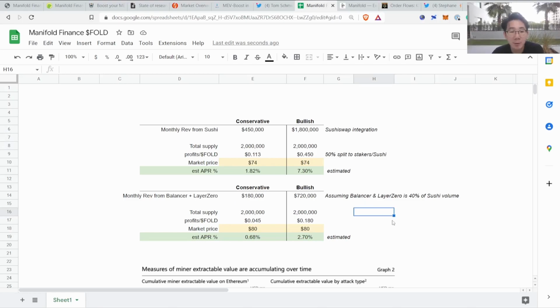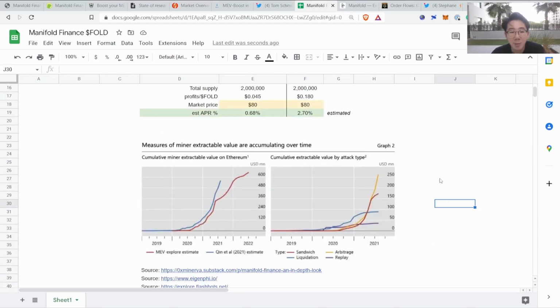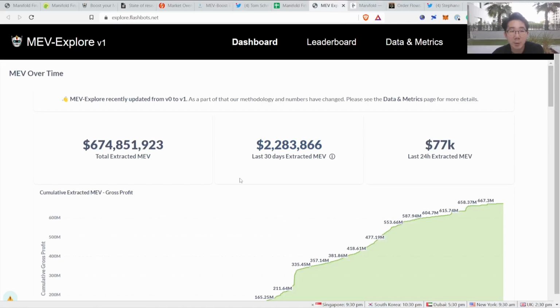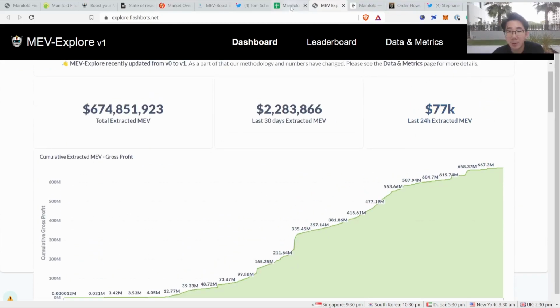And Manifold Finance has also mentioned that they are partnering up with Balancer and LayerZero, so another two key players in the DEX ecosystem. If you assume that the volume is about 40% of Sushi, then this revenue is just 40% times whatever is made from Sushi. So this will give an additional 0.7% to 2.7%. So the total addressable market for MEV is actually very, very huge. You can see over here, cumulative is about 600-700 million already. You can also see from Flashbots Explorer that the total extracted MEV is about 700 million now, and the last 24 hours is about 77,000.